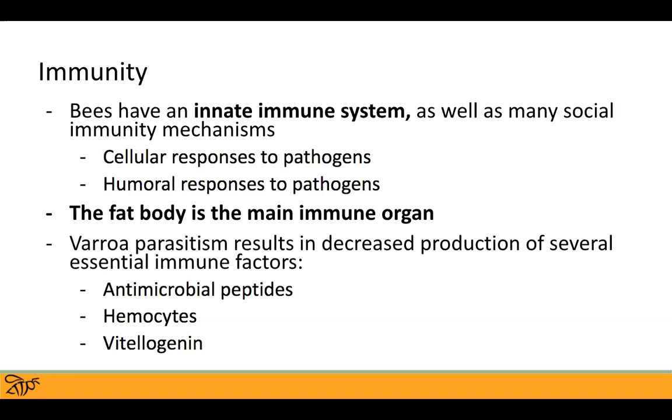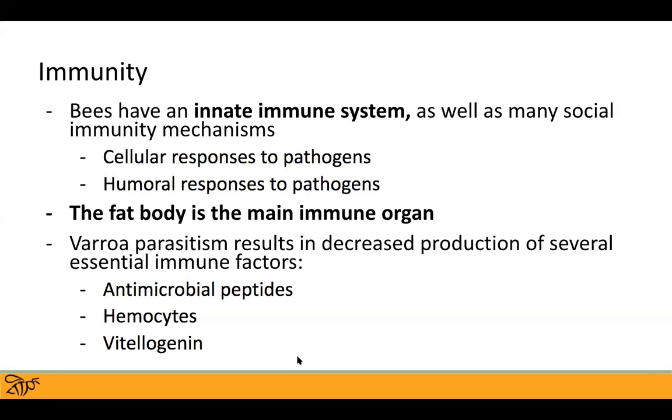So it's really important to remember that the fat body is the bee's main immune organ. So if it gets damaged by Varroa mites, then that is really going to affect the bee's overall immune system and their overall ability to respond to these threats. So Varroa parasitism results in decreased production of various essential immune factors. For example, it decreases the production of antimicrobial peptides. So again, those natural antibiotics. It reduces the production of hemocytes, which are immune cells that are part of the cellular immune response.